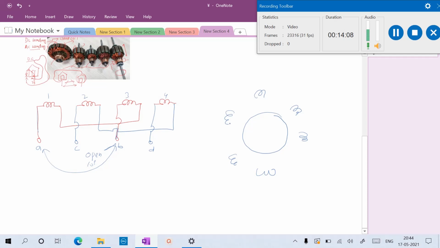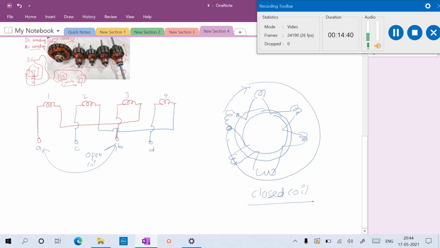Now here what will happen? It has commutator segments. Okay, so this is connected in series, and this is connected in series, and so on, and it is connected back to the start. That means all are connected in series. Whatever the coil's ending and starting, it leaves and returns there also. This is known as a closed coil. So DC windings are closed coils, whereas AC are open coils. Okay, so these are the types of armature windings.